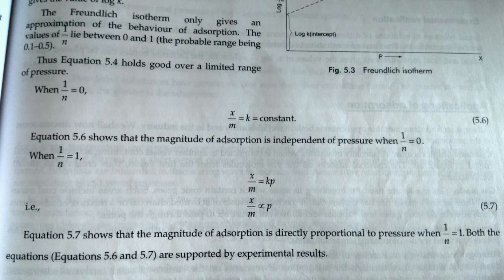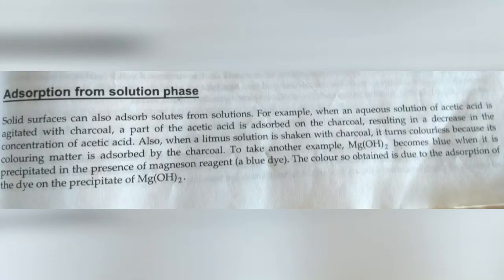Now next we are going to talk about the adsorption from the solution phase. So let us see that solid surfaces can also adsorb solute from the solution. For example, when an aqueous solution of acetic acid is agitated with charcoal, a part of the acetic acid is adsorbed on the charcoal, resulting in a decrease in the concentration of the acetic acid. This we have seen as one of the examples.